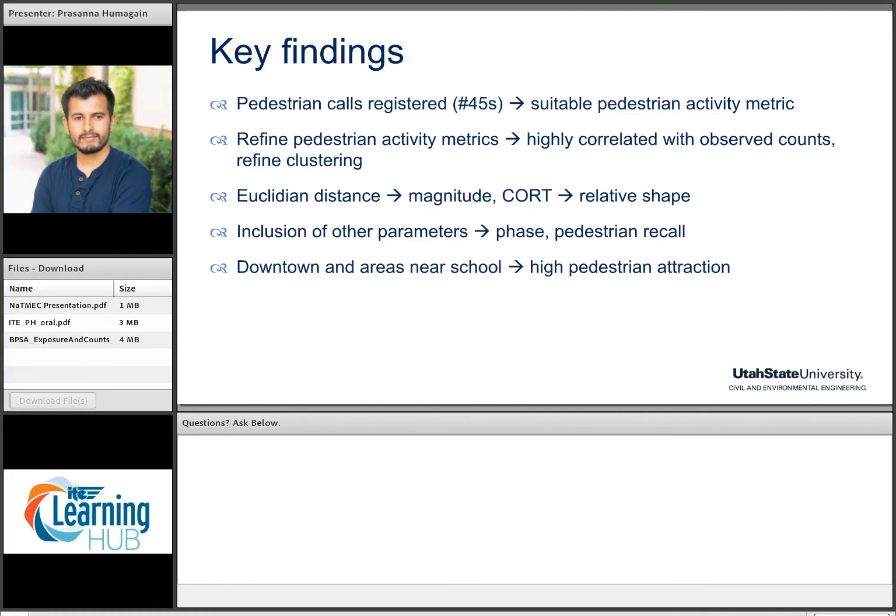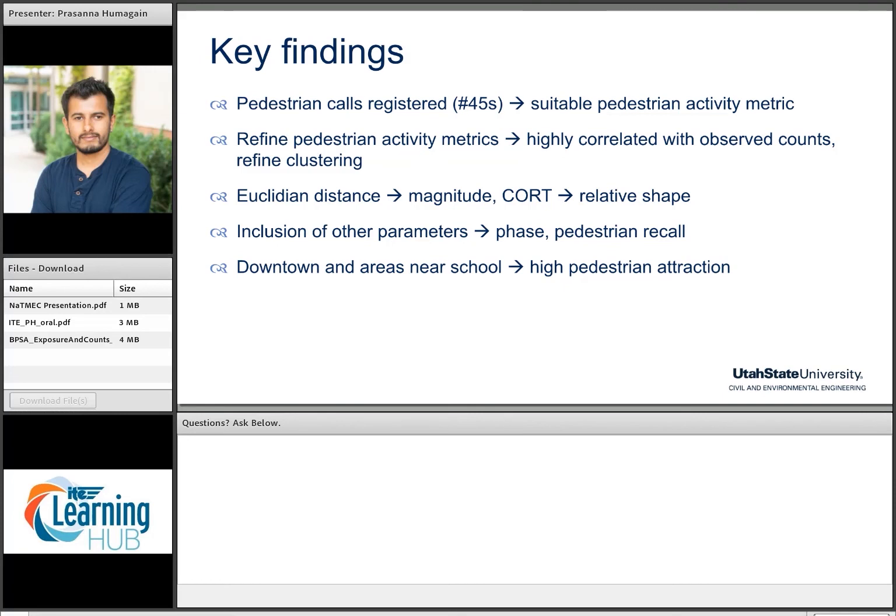Overall, the key finding from this study was that pedestrian calls registered was a suitable pedestrian activity metric to define the typologies. However, we find that there is a need to refine these metrics and choose the one that has high correlation with the observed counts. As already said by Adu in the previous presentation, we collected a number of video data, so we are refining those metrics and trying to use the one which can best transform to the actual pedestrian counts.